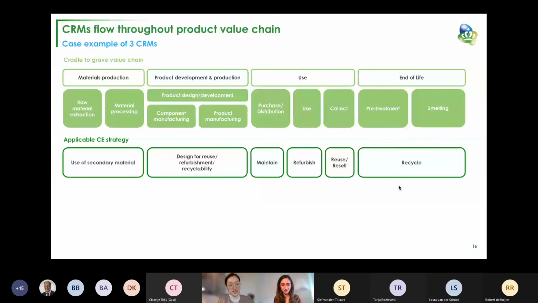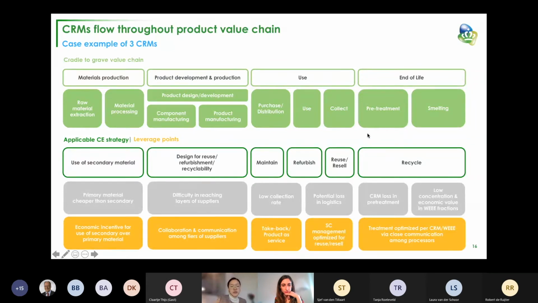So then let's look at what some circular strategies are that can be considered for each part of the value chain. Of course, it would be very nice if secondary materials are used instead of primary materials at the materials production phase, and then if the product or component can be designed in a way that these CRMs can be recovered or reused in the end. That will be very helpful for the value chain that happens after this. And it really helps if the company has a system to promote refurbishment, reuse or resale infrastructure to help the life extension of the product use phase. And in the end, recycling happens.